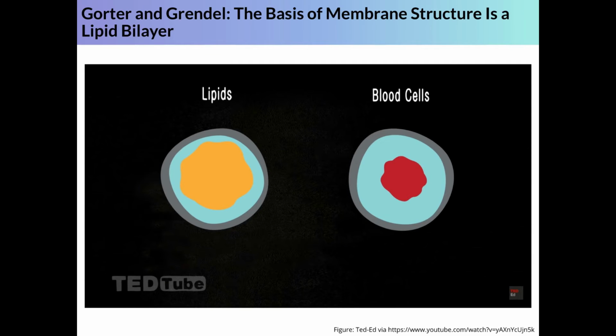After extracting a known number of red blood cells, Gorter and Grendel purified the phospholipids from these cells and they spread them over water. They then measured the surface area that was covered by the phospholipids and compared that to the surface area that was covered by the red blood cells. And they found that the surface area of the phospholipids was twice that of the red blood cells. So that suggests that the membrane was indeed a bilayer.